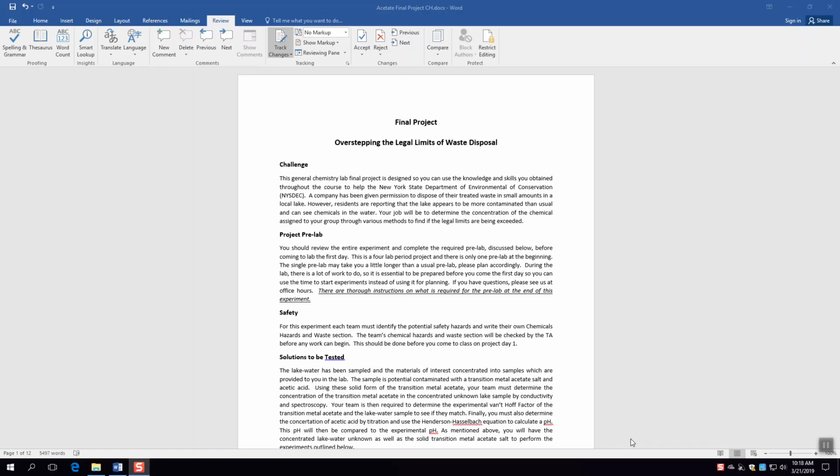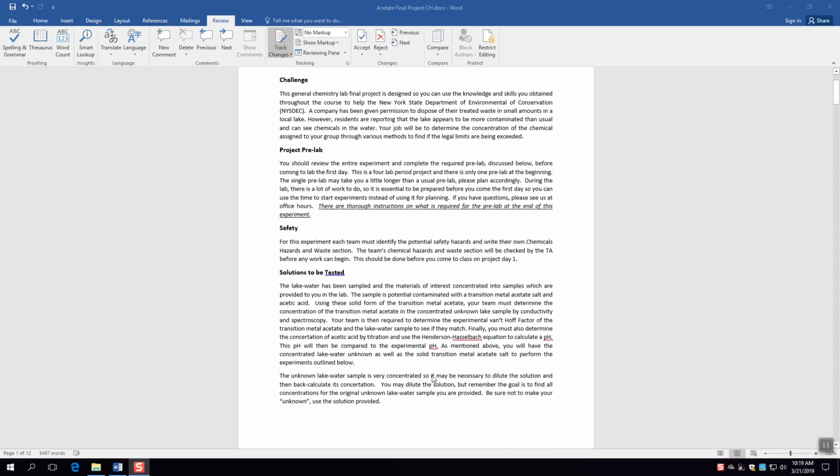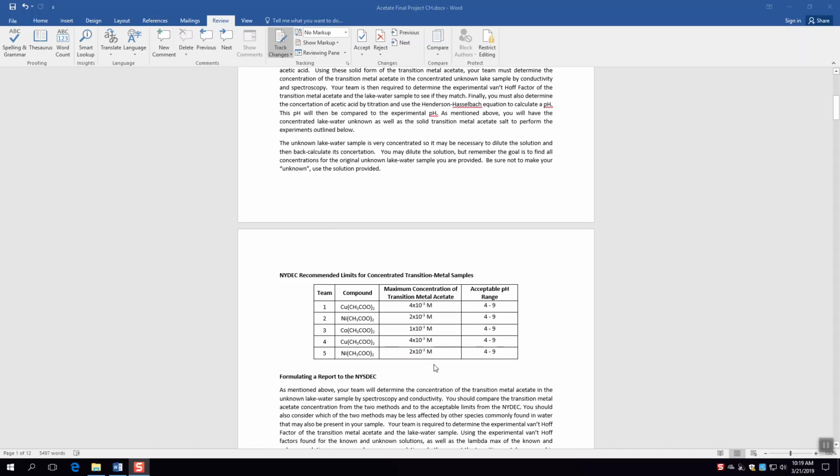All right, so what we're looking at is the New York State Department of Conservation recommendations for certain metal acetates and acetic acid found in a concentrated lake water sample. So essentially you are going to be provided with 2 things. You are going to be provided with a solid metal, transition metal acetate compound, and you're also going to be provided with a concentrated unknown, and you are going to do several things in order to test it out.